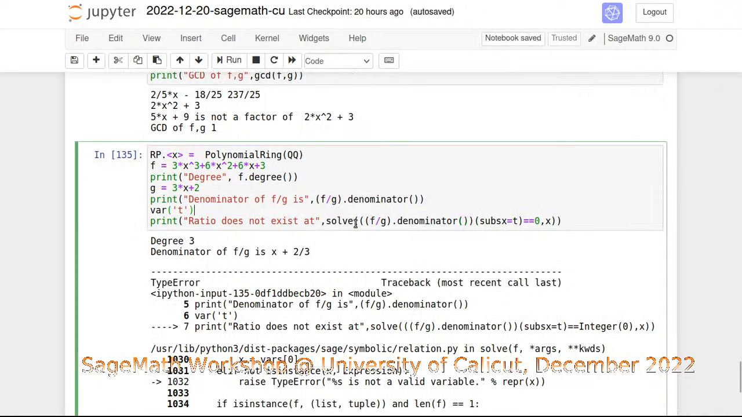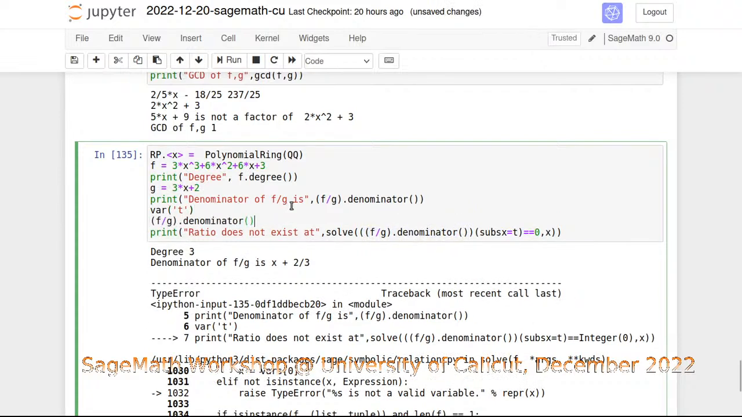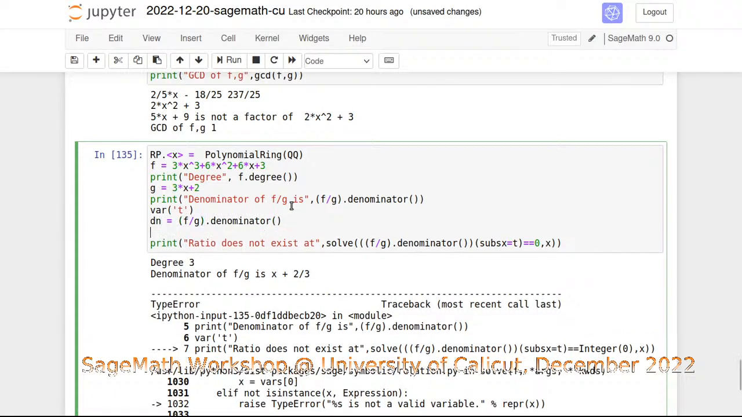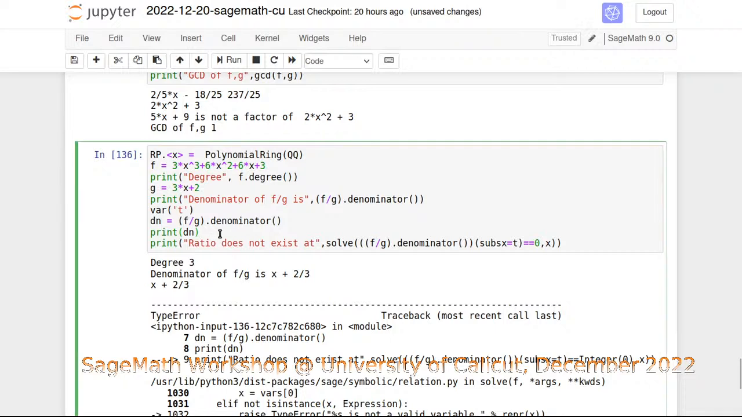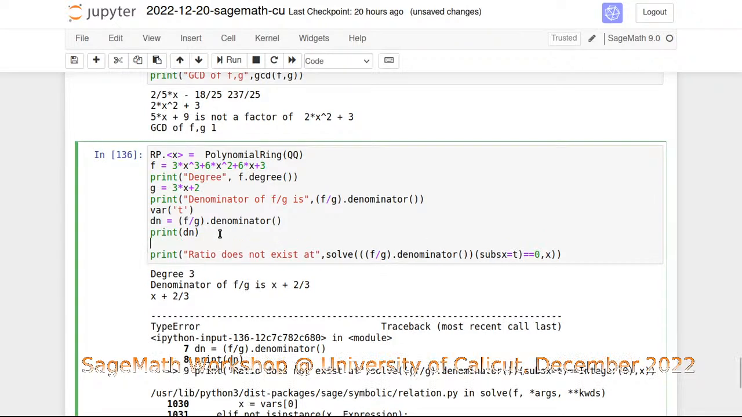I will try to do one more thing here. Let me take the denominator equal to this. Suppose I print dn. Okay, at least that is working. Dn is working. Now let me change dn to dn substituted with x equal to t. I don't know whether this is in fact going to work or not.